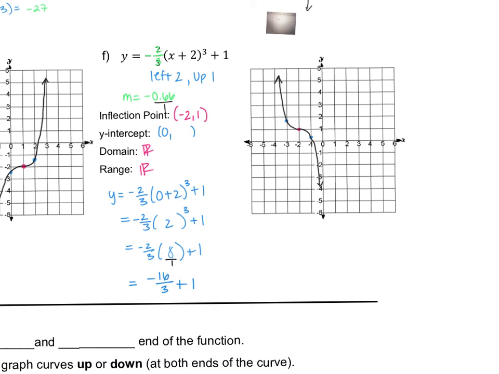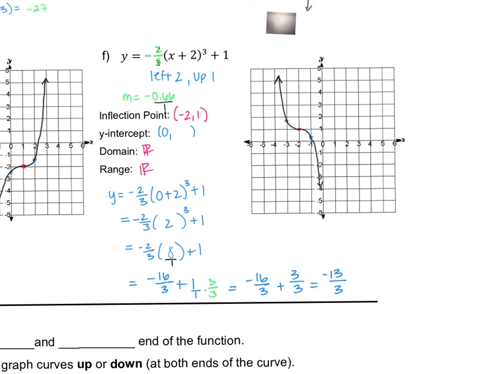Now from here, you could change this 1 into a fraction if you put it over 1, and then try to get a common denominator by multiplying the top by 3. You could do that. And so you would have negative 16 over 3 plus 3 over 3. And so now you can add the top together. So negative 16 plus positive 3 is negative 13 over 3.